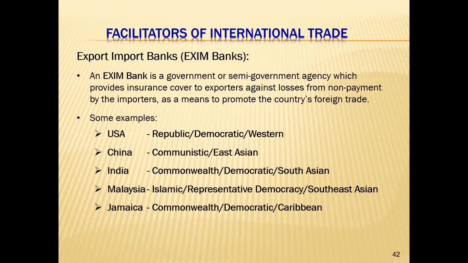Okay, so in the United States, we're looking at a republic, which is based on a democratic type of government, and that's in the Western hemisphere of the world. We have China, which is communistic, and that's an East Asian part of the world. We have India, which is a British Commonwealth country, has a democratic type of government, and that's a South Asian country. Then we have Malaysia, which is Islamic in its religion, and that overshadows how that country is ruled.